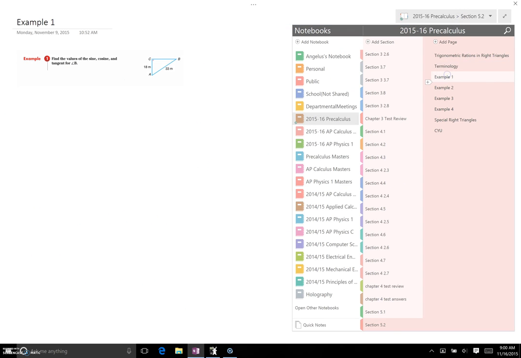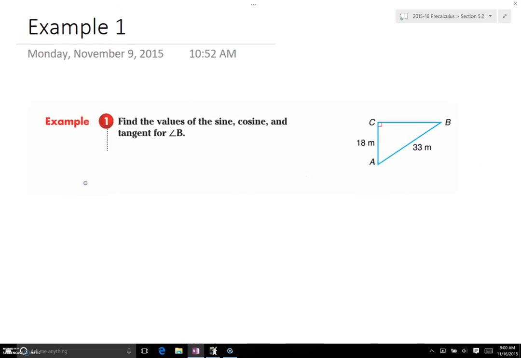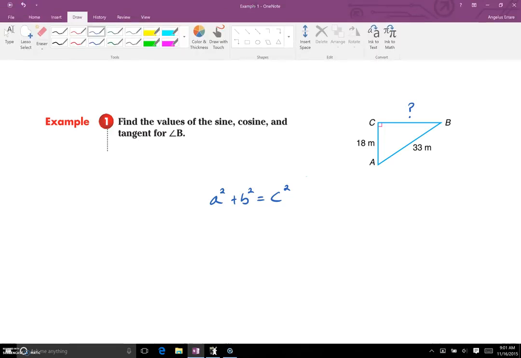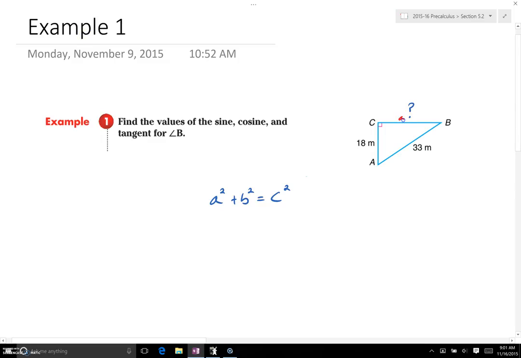Alright, so let's do some examples. In this example, it says for us to find the values of sine, cosine, and tangent. In order to do that, we need to know both the sides and the hypotenuse. In this case, we do not know this side, so we'll use Pythagorean's theorem. So remember that Pythagorean's theorem is a squared plus b squared equals c squared, where a, b, and c are the sides opposite their angles. So in this case, this is going to be side A, this will be side C, and this will be side B.